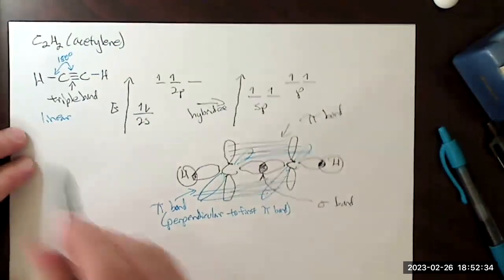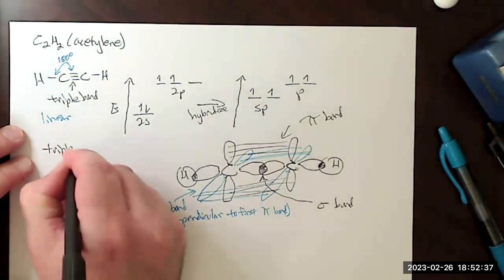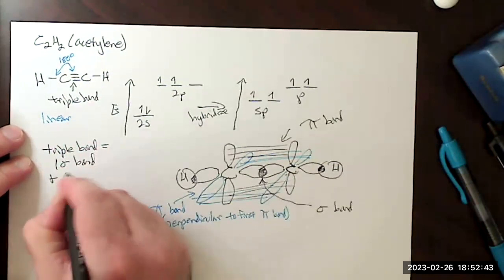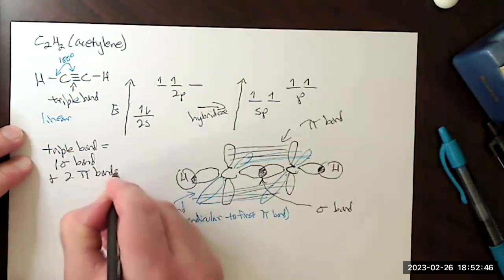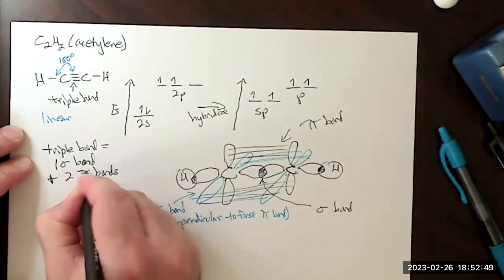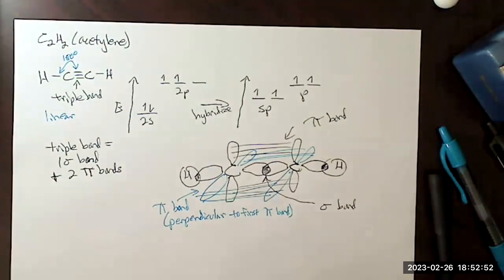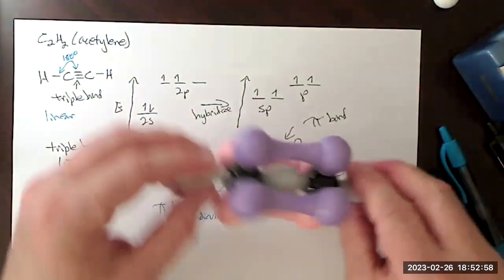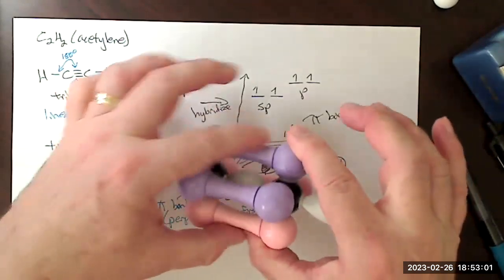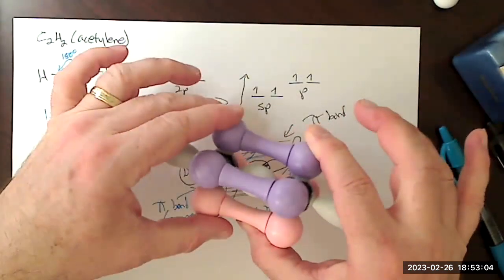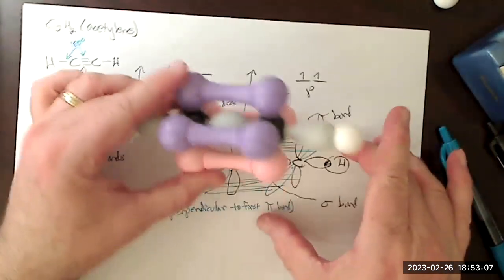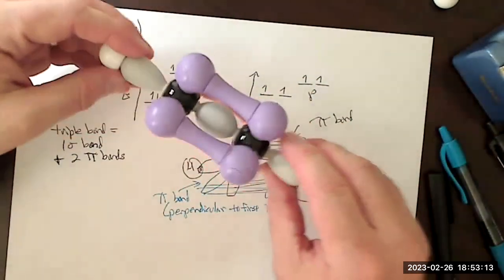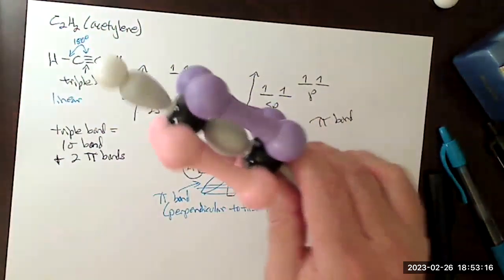And so these two pi bonds combined with the sigma bond make the triple bond. And then this is the result. Okay, so we've got one pi bond here, purple and pink, and that's in sort of the plane here, and then coming out and going behind is the other one. And so this is our triple bond.